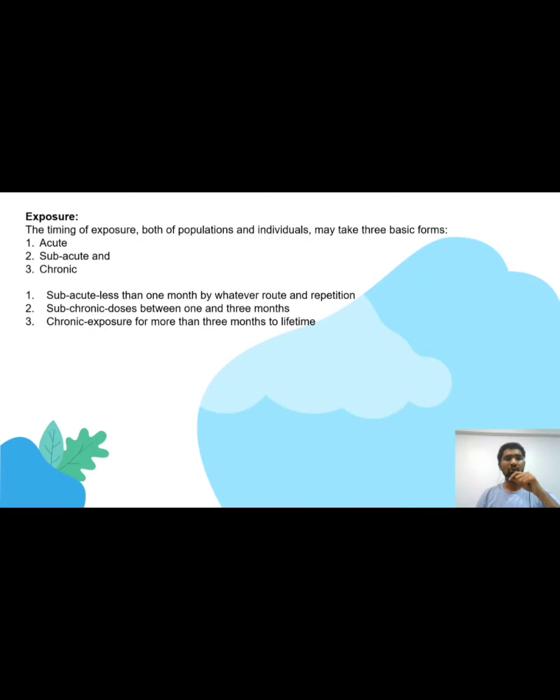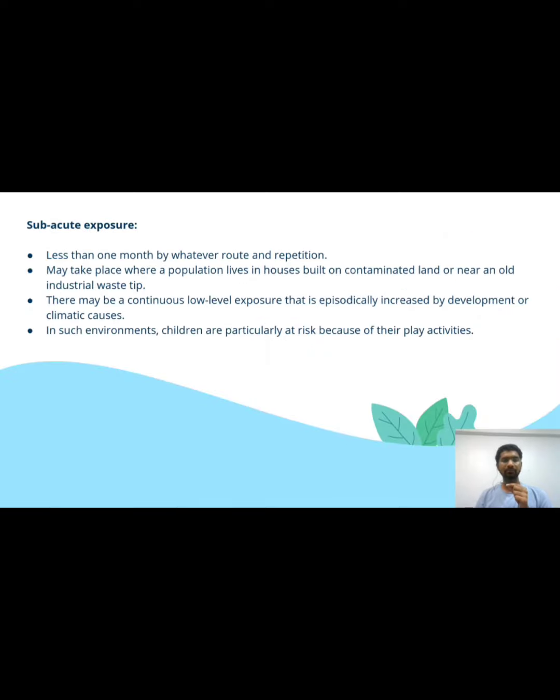And for all exposures, the time of exposure for the population and individual may take three basic forms: acute, subacute, and chronic. Subacute is less than 1 month by whatever the route and repetition. Subchronic doses are between 1 and 3 months. The chronic exposure is from 3 months to the lifetime.